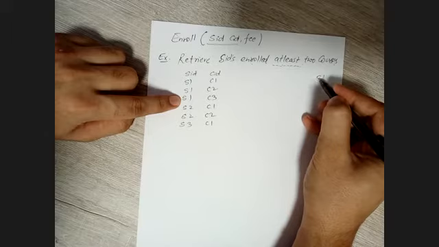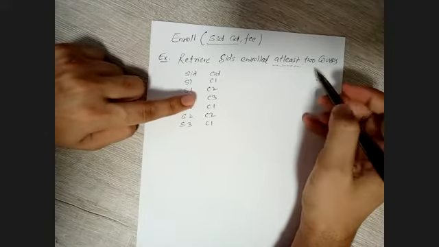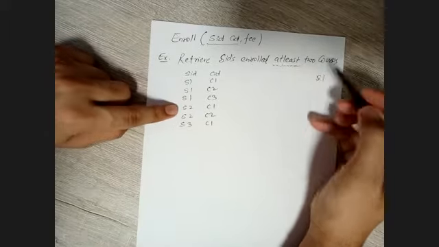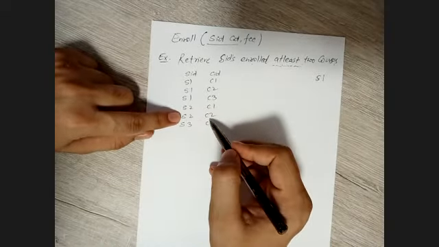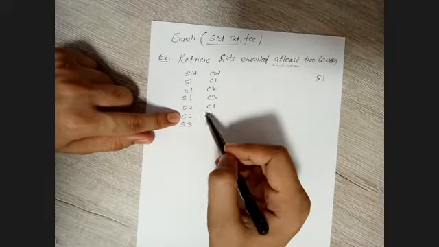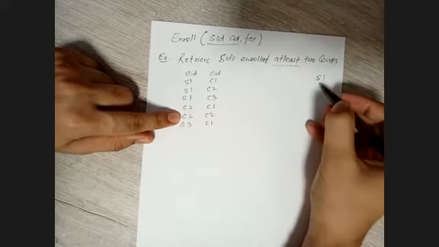Because this S1 student is enrolled in 3 courses, which satisfies the condition of at least 2. Moving on to S2. S2 is enrolled in C1, and S2 is enrolled in C2 as well. So at least 2 means 2 or more. So S2 is enrolled in 2.